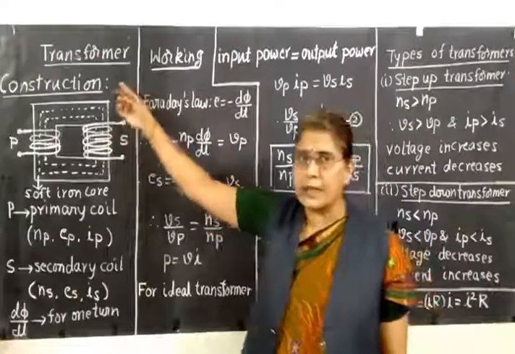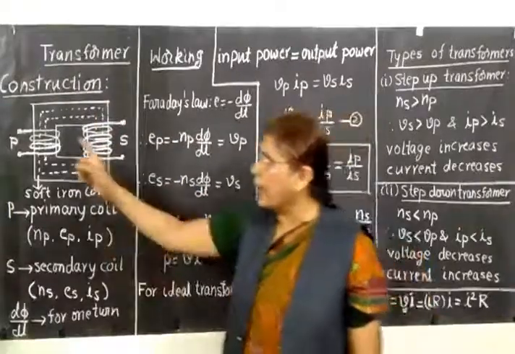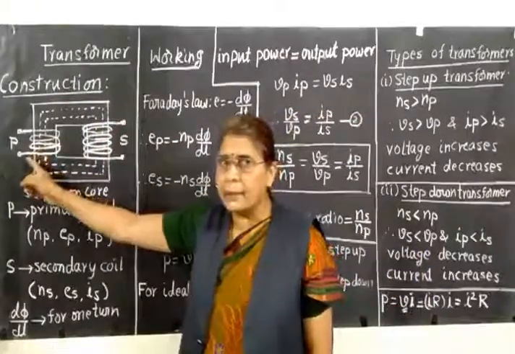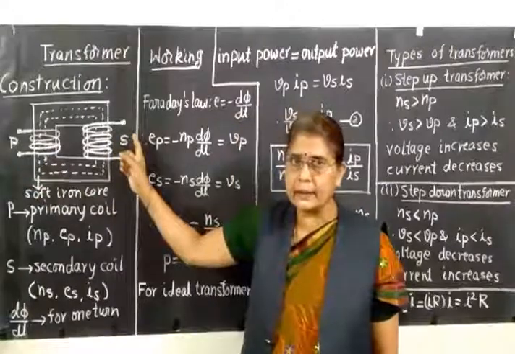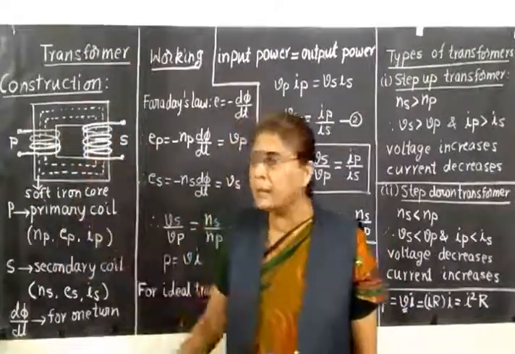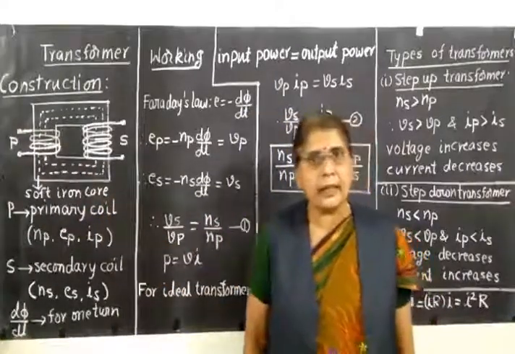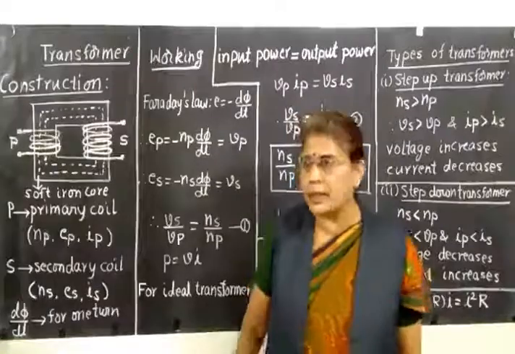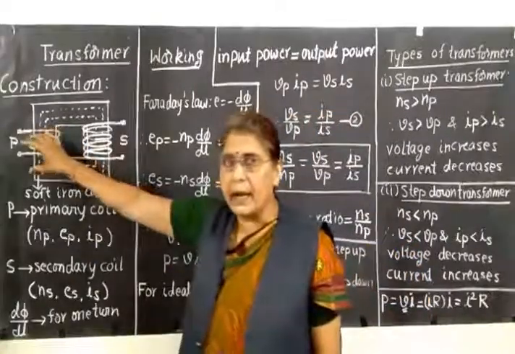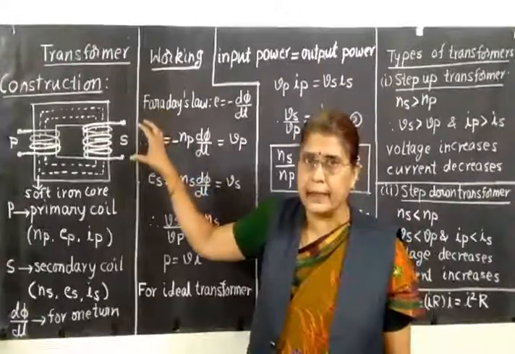The figure for construction of the transformer is shown here. We have two coils, primary P and secondary S. Both the coils are wound on the same soft iron core. The alternating voltage to be changed is applied to the primary and the output is taken across the secondary.